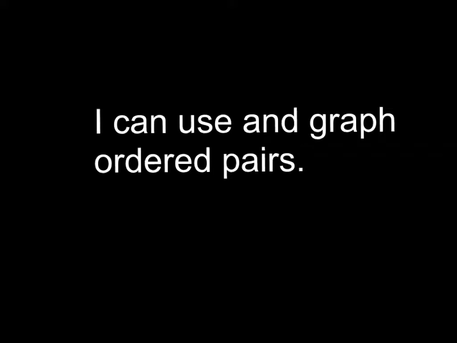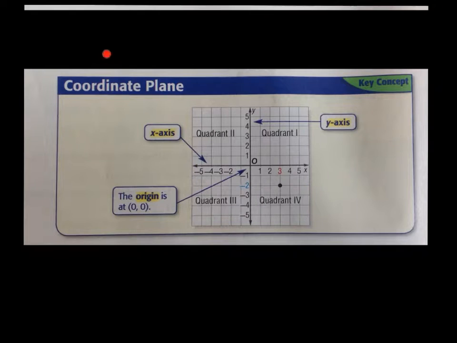Today's learning target is I can use and graph ordered pairs. Today we're going to be working with coordinate planes, and you can see a coordinate plane right here in front of you. Now coordinate planes have four parts, or four quadrants. Okay, the prefix quad means four.